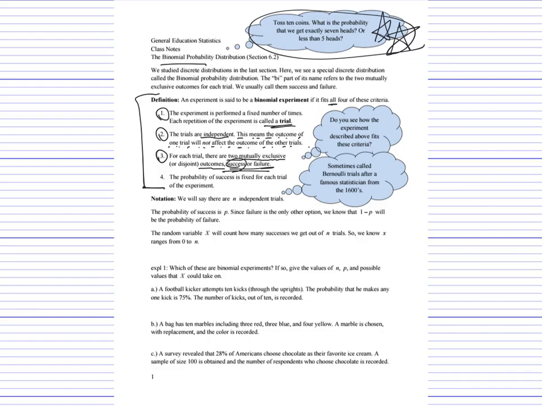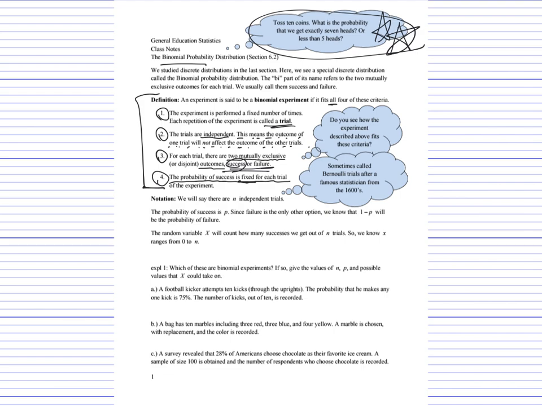Okay? And number 4 criteria to be a binomial experiment is that the probability of success is fixed for each trial. It does not change as you progress through the experiment. So again, if you toss 10 coins, the probability that the first one is a head is exactly the same as the probability that the second one is a head, or the third one is a head, and so on. Okay?